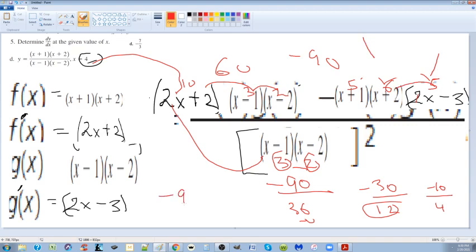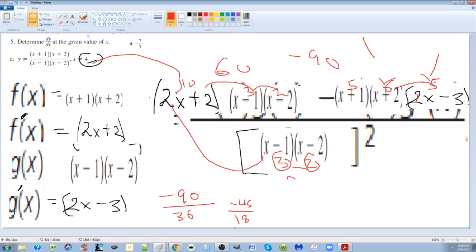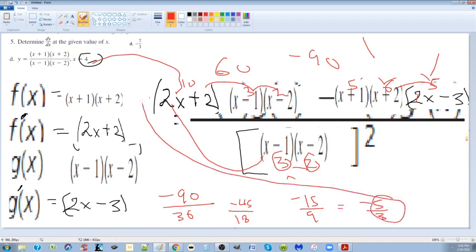So minus 90 over 36. If I divide them by 2 it's minus 45 over 18. If I divide them by 3, it's minus 15 over 9. If I divide them by 3 again, it's minus 5 over 3. So I did something wrong somewhere. Let's check out my derivatives.